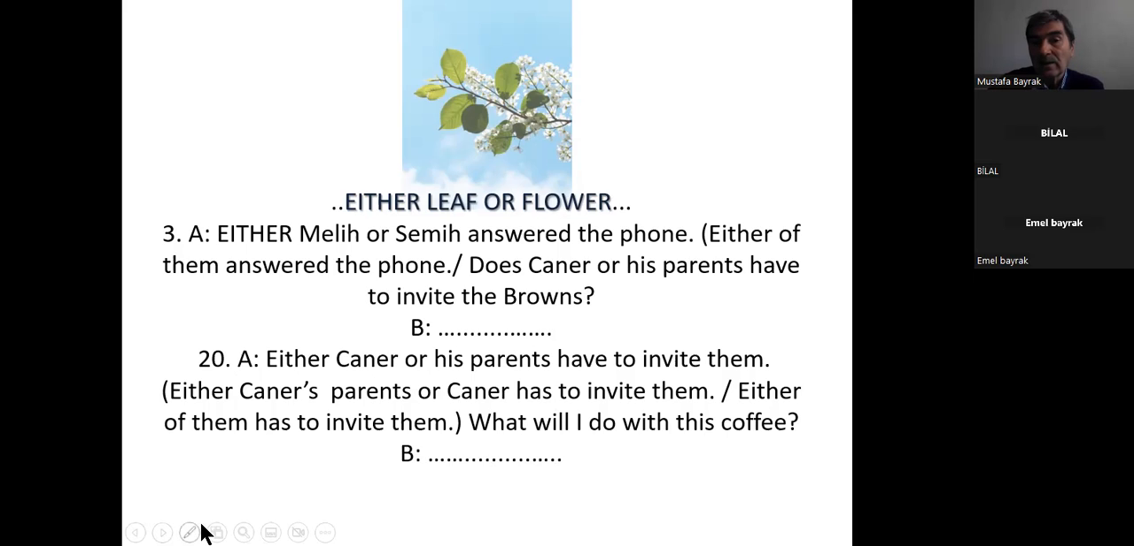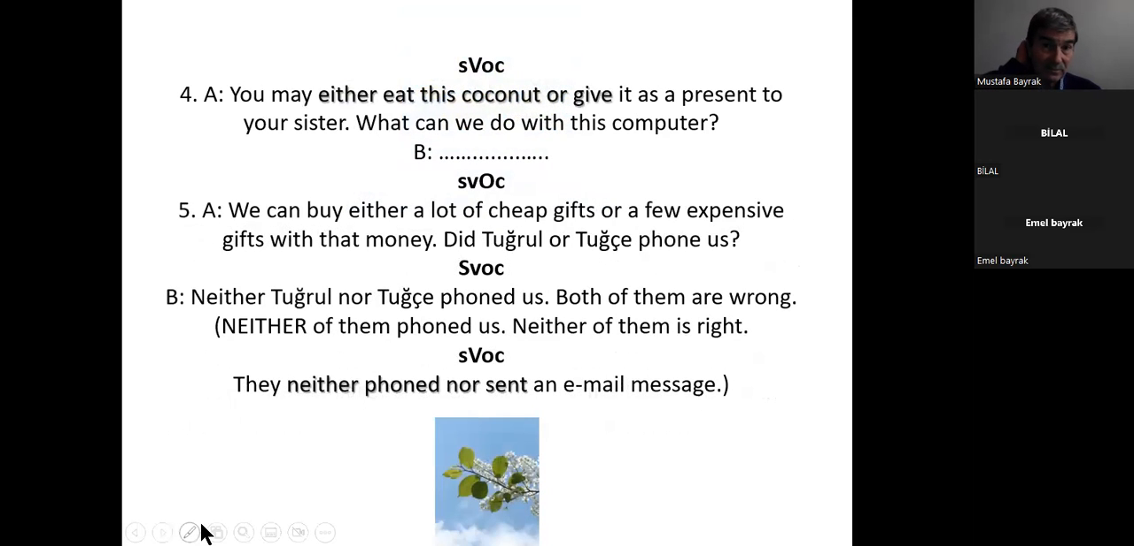What will I do with this coffee? You will either drink it or give it. Either you will drink the coffee or give it to your friend. Okay, yes, these are really useful. I believe that these are very useful.